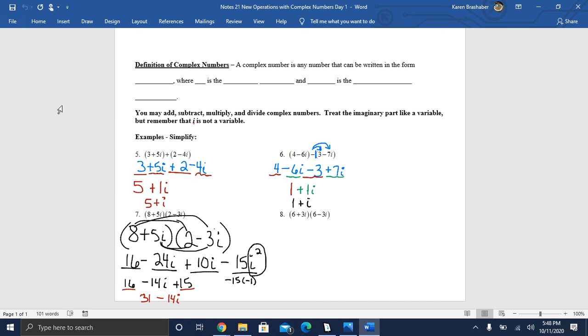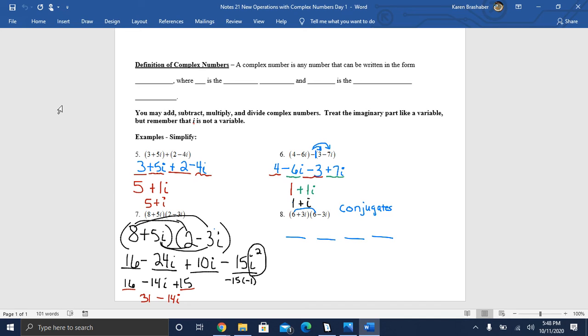And then finally, number 8, we have multiplication. Now, I do want you to notice that these two are the same numbers, but the middle sign is different. These are a special kind of multiplication. These are called conjugates of each other. And when we multiply conjugates, you'll find something unusual happens with those. So remember that you should get 4 terms when you do this multiplication.